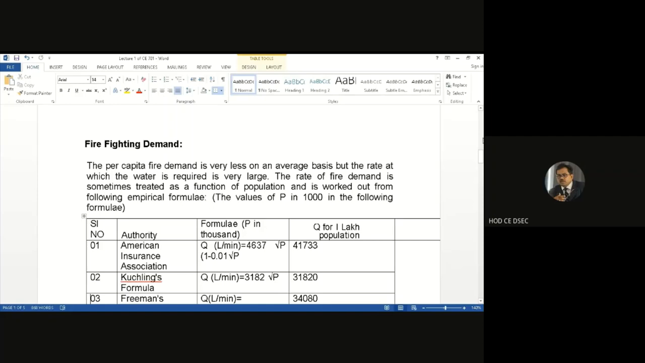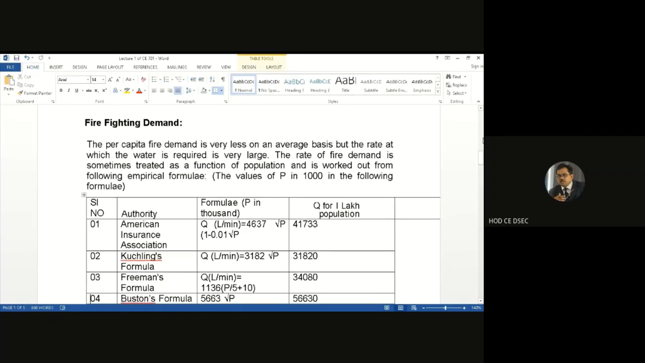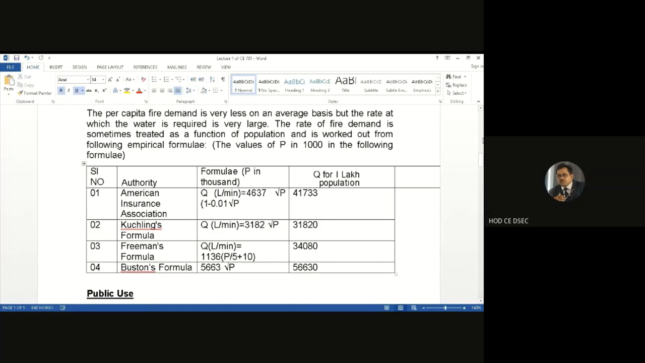This is worked out from empirical formulas. Here I am going to highlight four empirical formulas, and applying them based on the population of the city, the firefighting water requirement can be found out. Let us consider the population of a city is 1 lakh, and I am going to compute using those four formulas. The first formula is the American Insurance Association formula. All formulas will give you Q, that means the discharge of water in liters per minute.